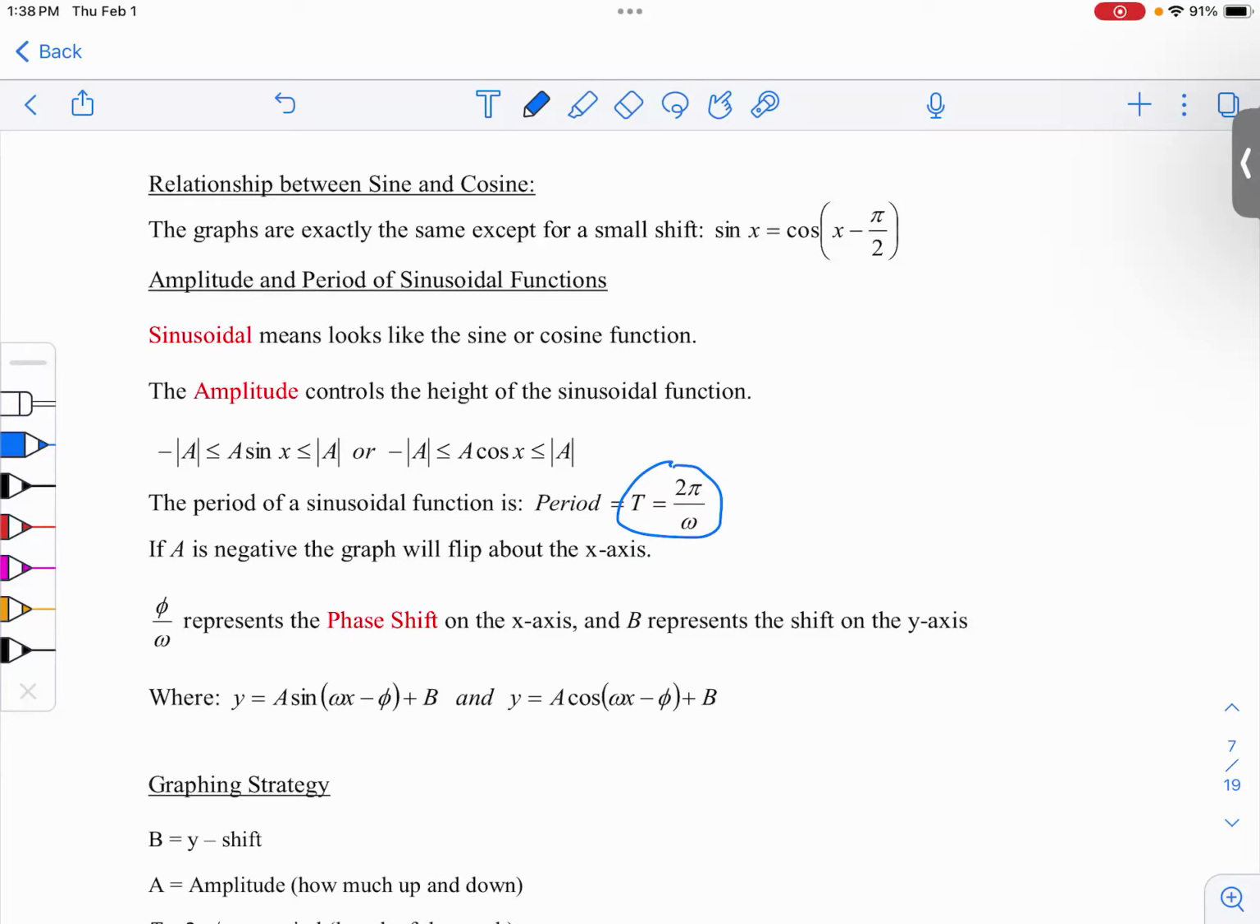Some things that are the same. A negative on the graph flips it about the x-axis. And just like when graphing algebraic functions, this is the last thing you do. You graph the entire equation, and then you do the negative that is out front, and you flip it.